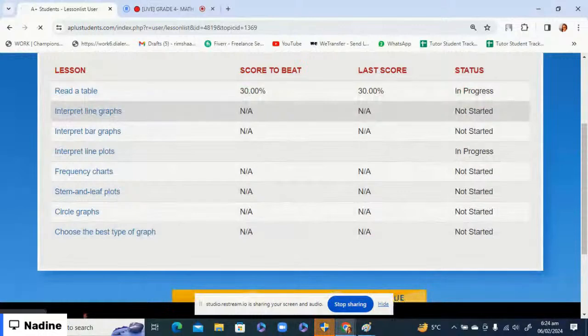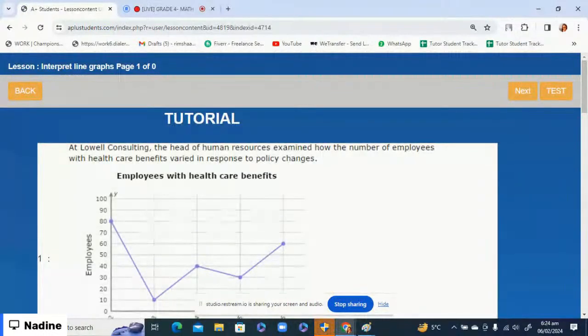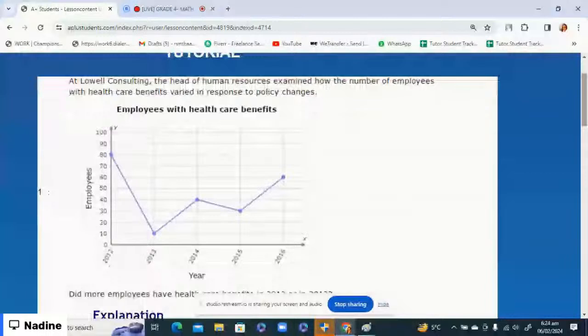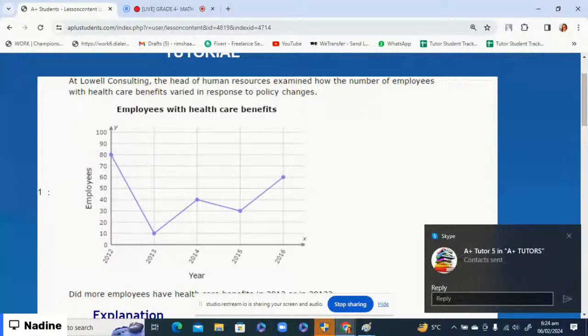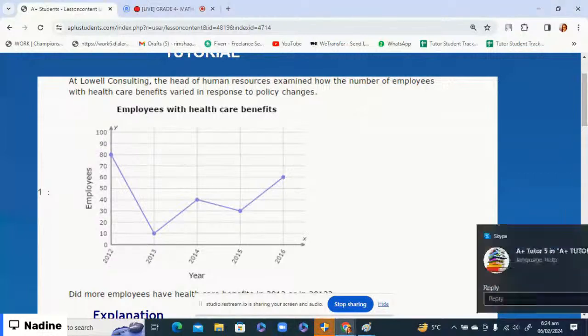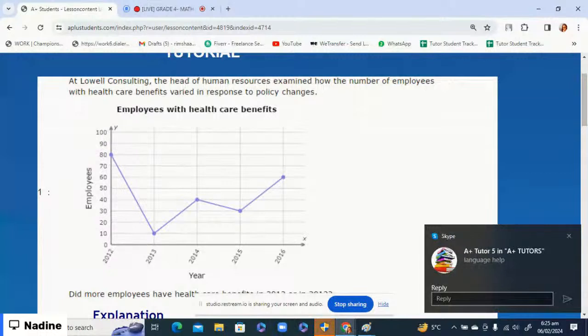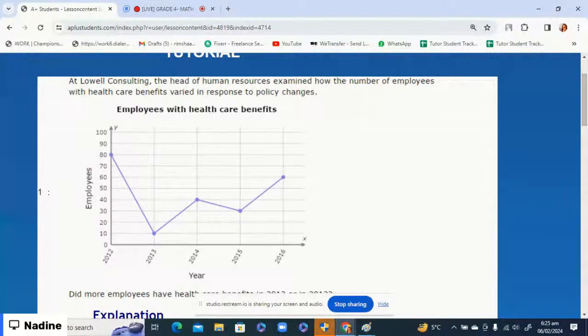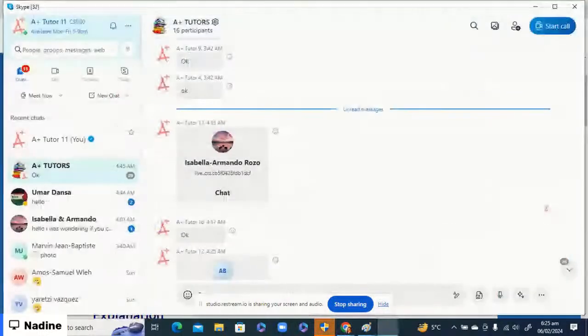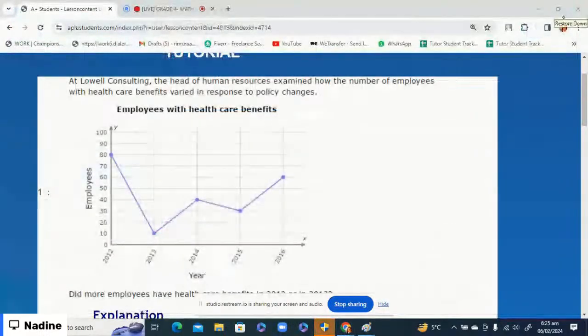Interpret a line graph. Okay. So let's discuss this. At Lowell Consulting, the head of human resources examined how the number of employees with healthcare benefits varied in response to policy changes. Employees with healthcare benefits are given. This is the number of years on the line: 2012, 2013, 14, 15, and 16. And the number of employees is given: 0, 10, 20, 30, 40, 50, 60, 70, 80, 90, and 100. It's 0 to 100, and here is the number of years.